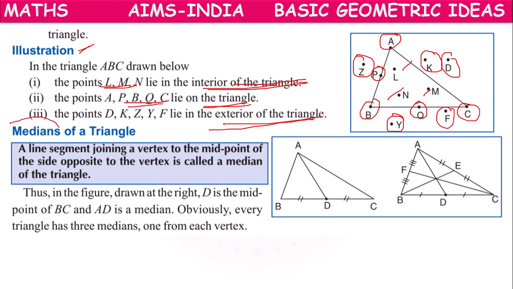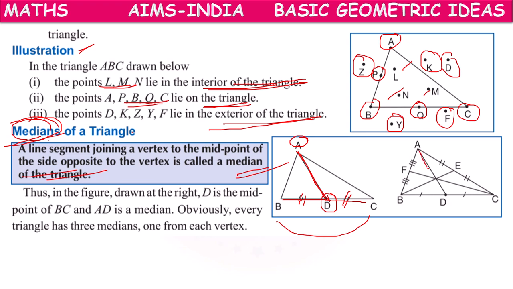Next one. For a triangle, along with sides, angles and vertices, we can also draw medians. A median means the line segment joining the vertex and the midpoint of its opposite side. Here BC is opposite to A. Suppose D is the midpoint of BC, where BD equals CD. Then the line joining the vertex and the midpoint of BC is called the median of the triangle.